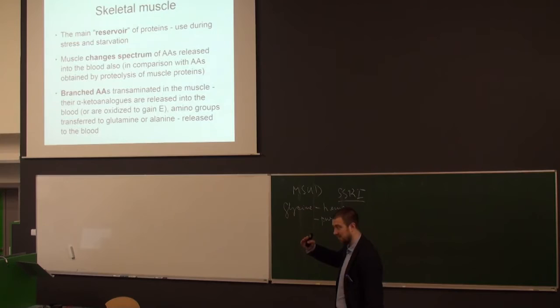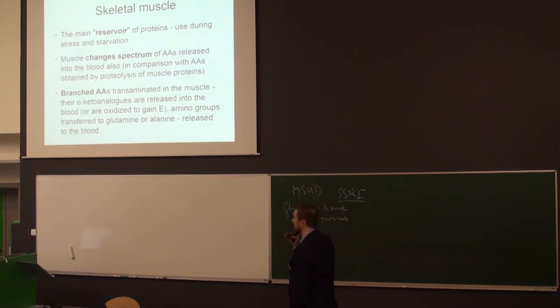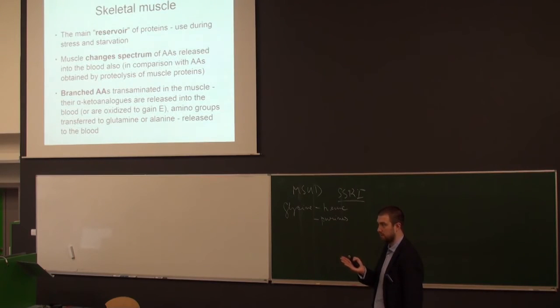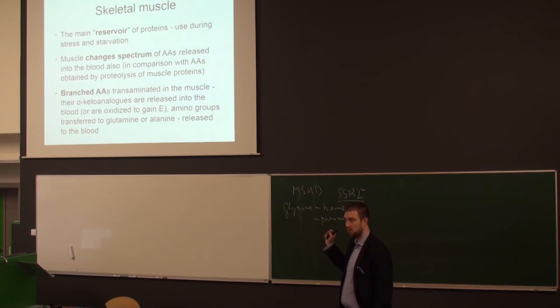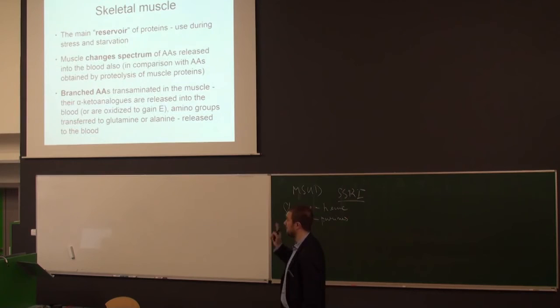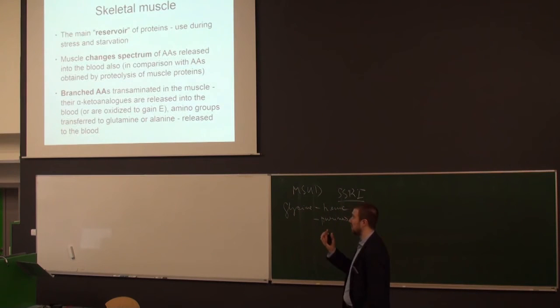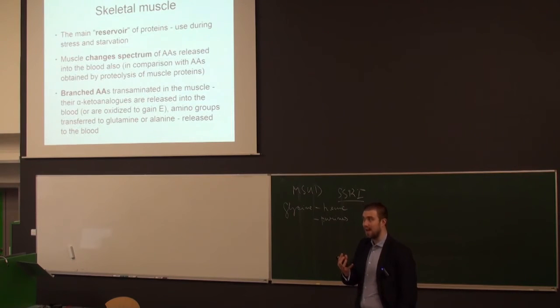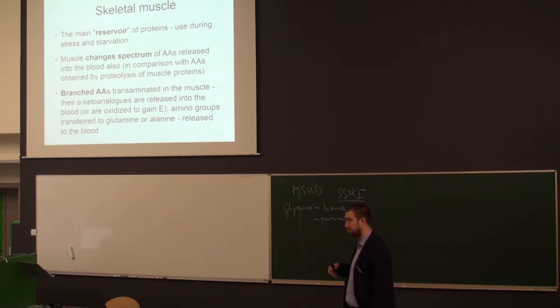So skeletal muscle cells, the same as enterocytes, actively change the spectrum of amino acids that they release from their molecules or from their bodies. That means, as you know, branched chain amino acids will be transaminated at the level of skeletal muscle, and into the bloodstream you release the alpha keto analogues of branched chain amino acids, plus the nitrogen from this will be incorporated into alanine and into glutamate and glutamine. And these are sent to the rest of the body.